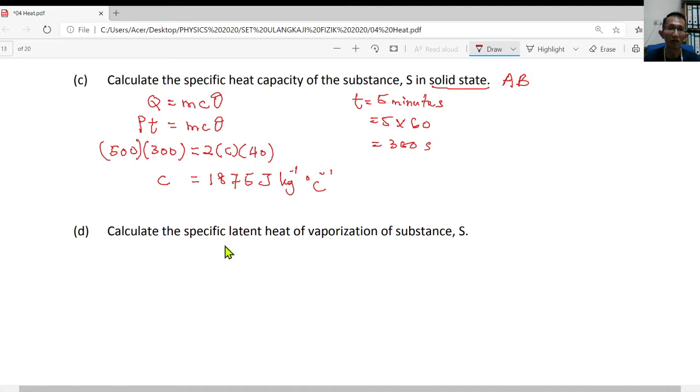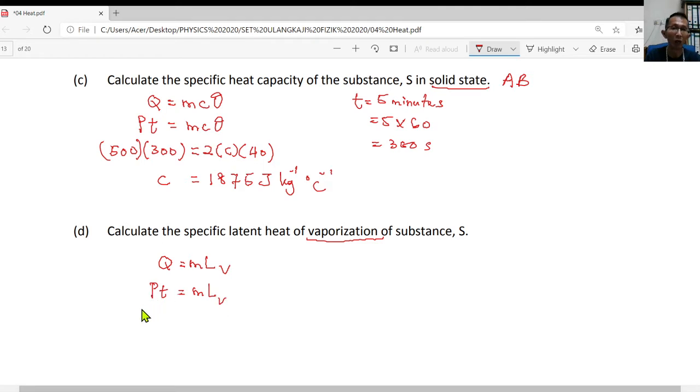Calculate the specific latent heat of vaporization of substance S. Okay, so here we are talking about specific latent heat of vaporization. So it's Q equals L V. Okay, specific latent heat, so L. Vaporization, so that will be a V here. Okay, but again, who supply the heat? Electricity, that will be Pt equals mLv.